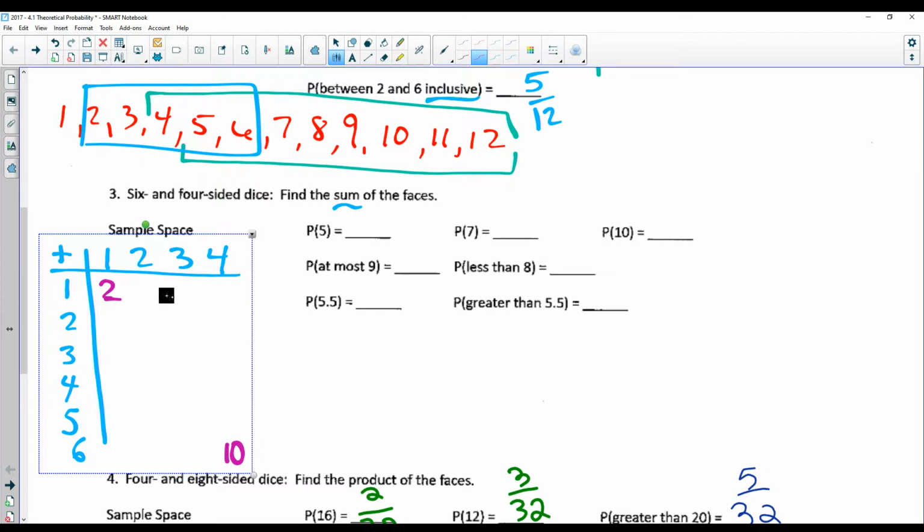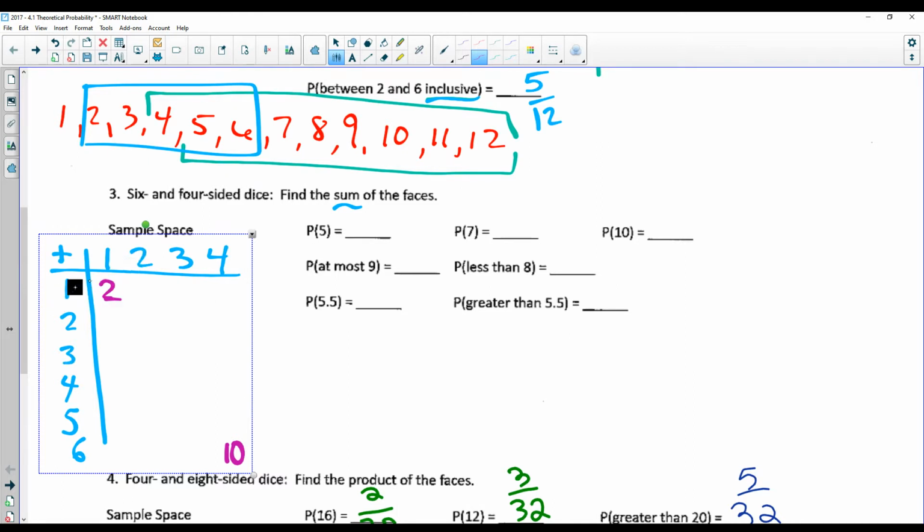So when you fill this out, your sample space here would be everything from 2 to 10, right? So that's your possible outcomes. But that doesn't just say how many, all right? So your possible outcomes would be 2, 3, 4, 5, 6, 7, 8, 9, 10. But if you wanted to know how many possibilities there are, you would have to fill out the table.